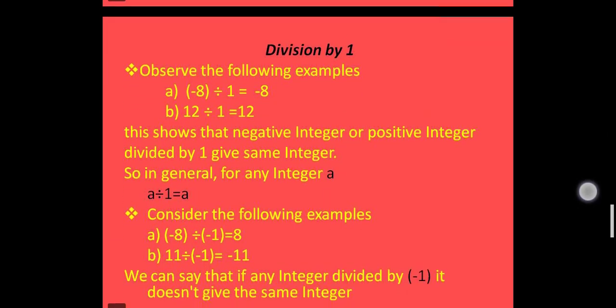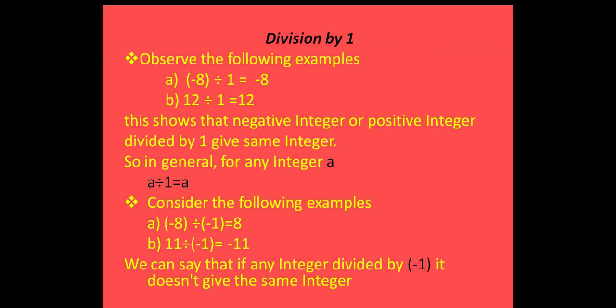Now, next I will go to division by 1. Observe the following examples. First one, minus 8 divided by 1 is equal to minus 8. Second one, 12 divided by 1 is equal to 12. This shows that the negative integer or positive integer divided by 1 gives the same integer. So, in general, for any integer a, a divided by 1 is equal to a.